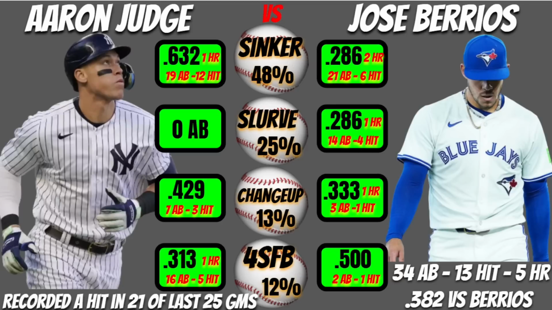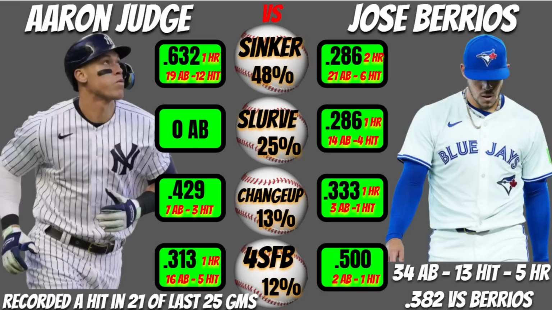And then you look at the other side of the ball, Berrios, his batting averages given up, and this is, what a match right here. I love this. A .286 batting average given up on his number one pitch, 21 at bats, 6 hits, 2 home runs. The slurve, the same situation, a .286 batting average, giving up a home run on that one. The changeup, a .333 rate, albeit very small, 3 at bats, 1 hit.